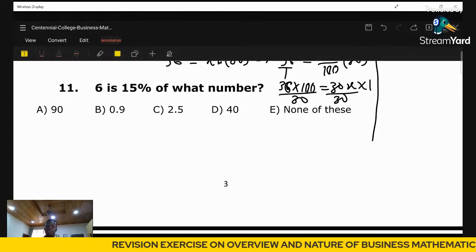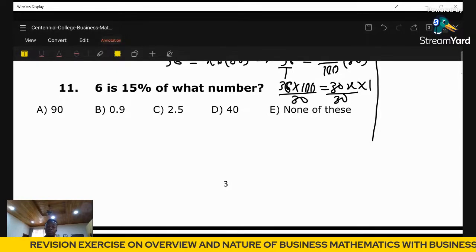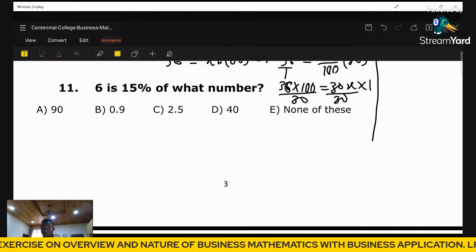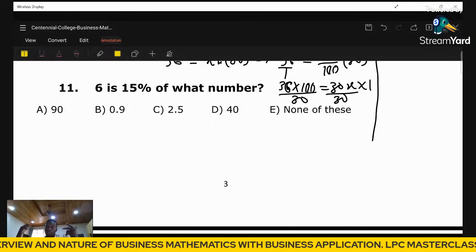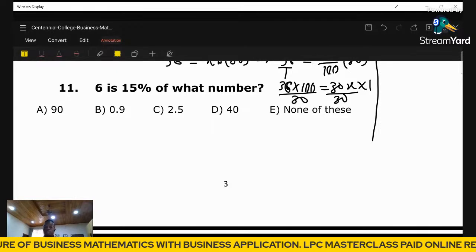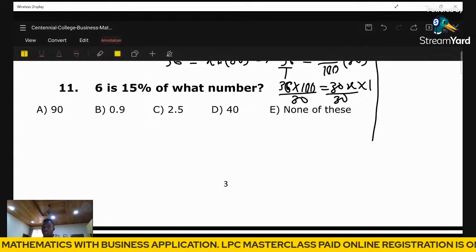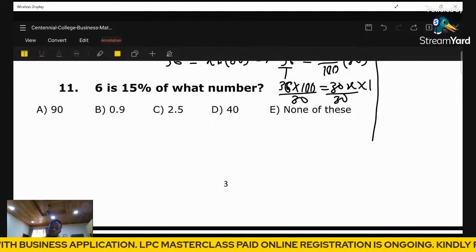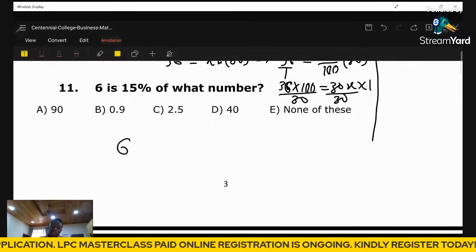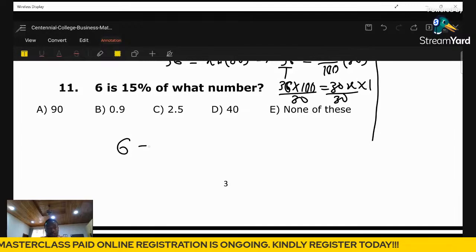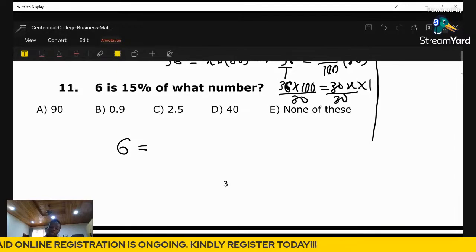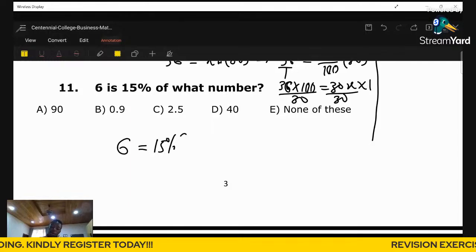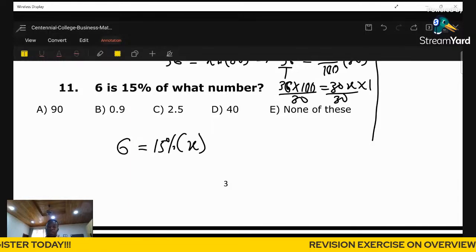6 is 15% of what number? So you see the same rule. If you have gotten all that we have gone through, it becomes so simple for us to appreciate what we are doing. So 6 is equal to 15% of an unknown value we don't know. So let's say the unknown value is x. So here straight up, we want to find x.